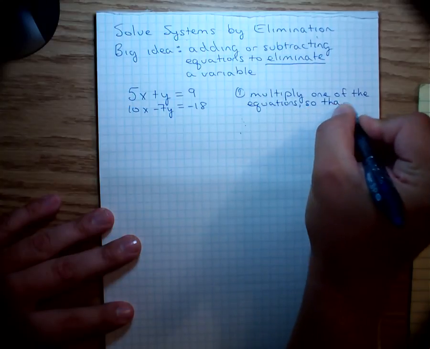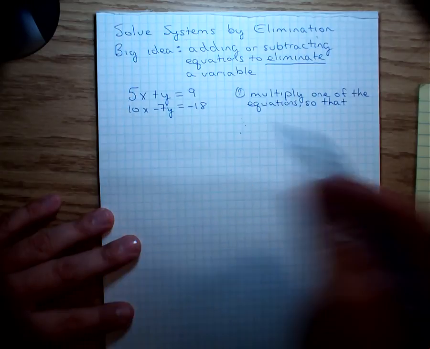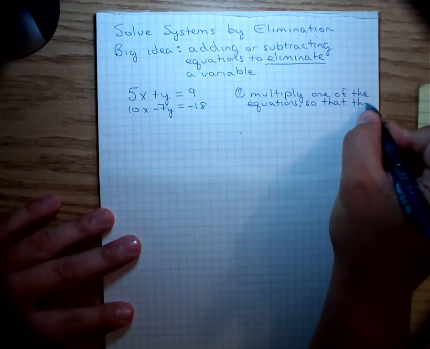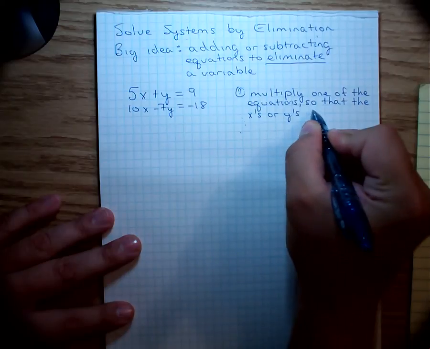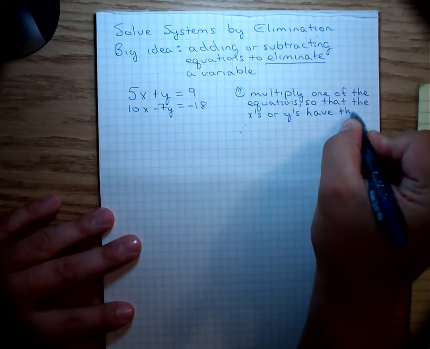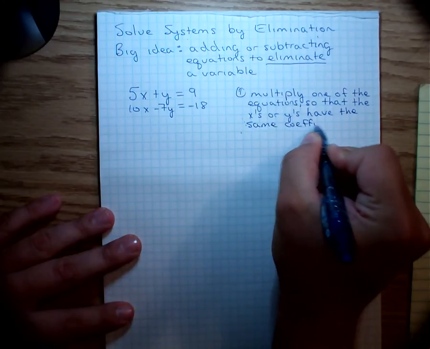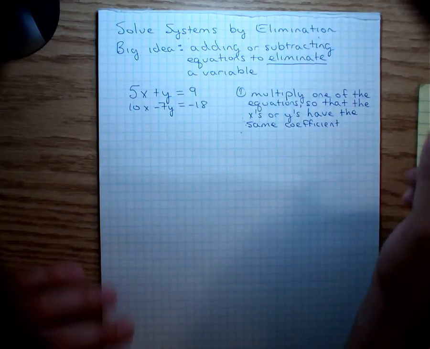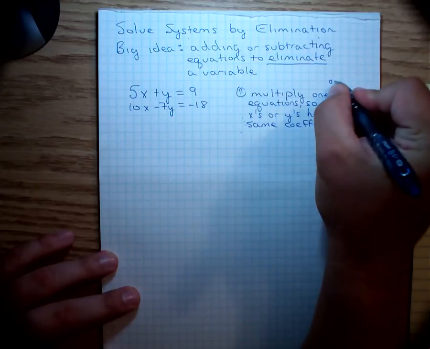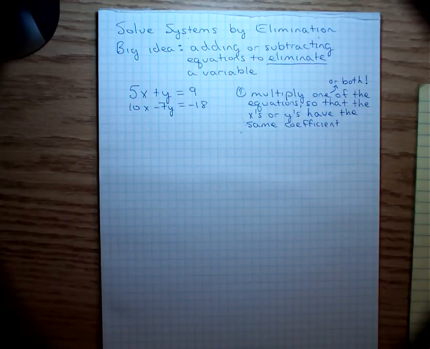So you were going to say multiply by 2 so that this would be 10, right? Yeah, so that the x's or y's have the same coefficient. Now, it could be one or both, right? You remember that? One or both of the equations so that the x's or y's have the same coefficient.